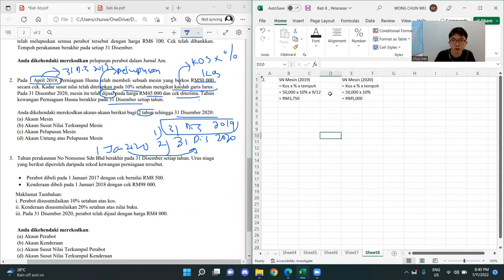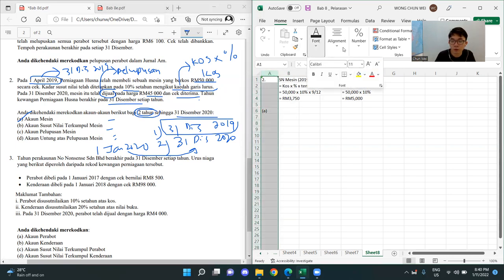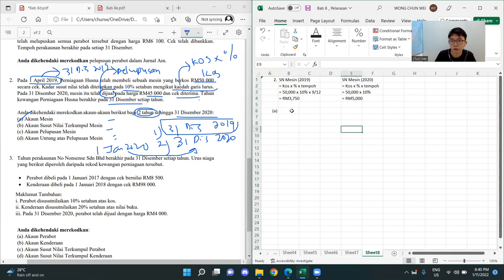Okay. So now after you know the susut nilai for 2019, the susut nilai for 2020, then we can proceed to do A. And please bear in mind, every account that we open, we have to do it for 2 years. All right. So now you book out account machine. So make sure all the account, when you book out the ledger, you leave enough space for 2019 and 2020. So 1, 2, 3, 4. 1, 2, 3, 4.